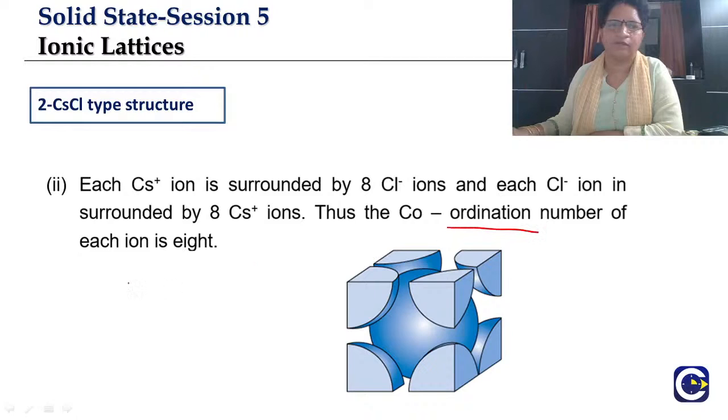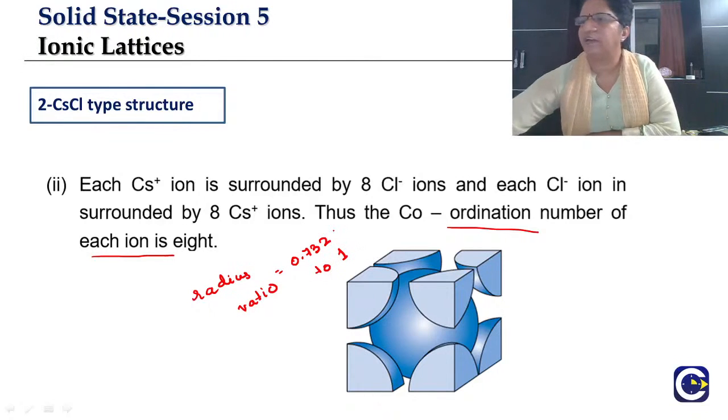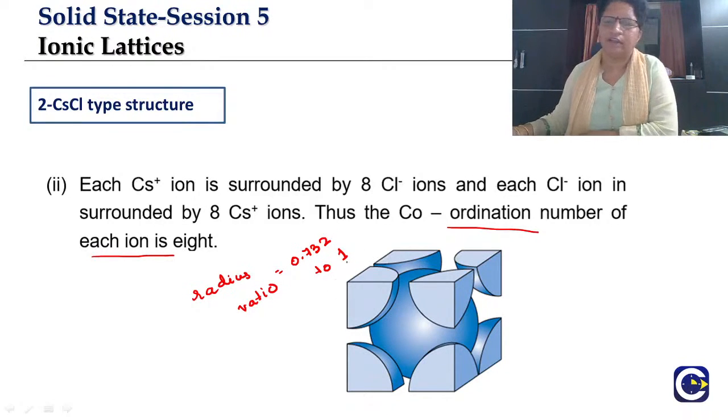Coordination number of each ion is 8. So how do we know the coordination number? From radius ratio. When do we get the coordination number as 8? When the ratio generally lies between 0.732 to a higher value, generally we take it as 1, or anything higher than that, we will get the coordination number as 8.